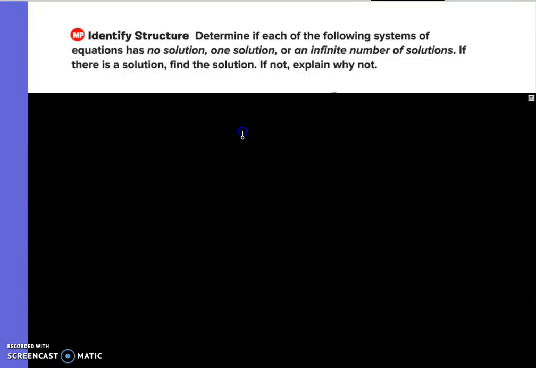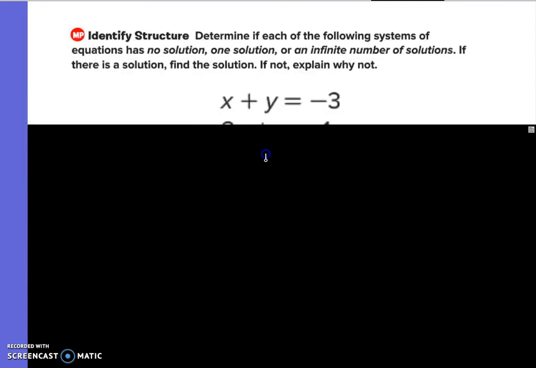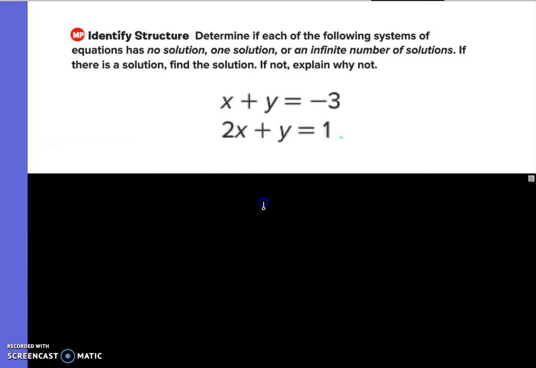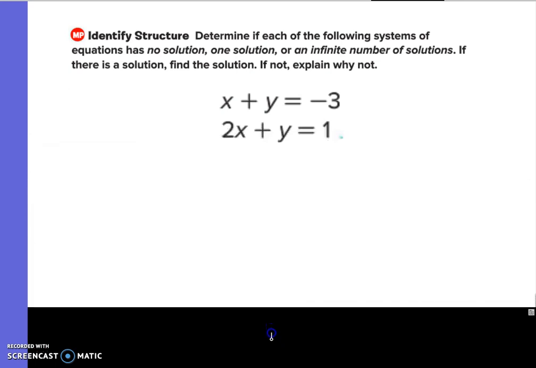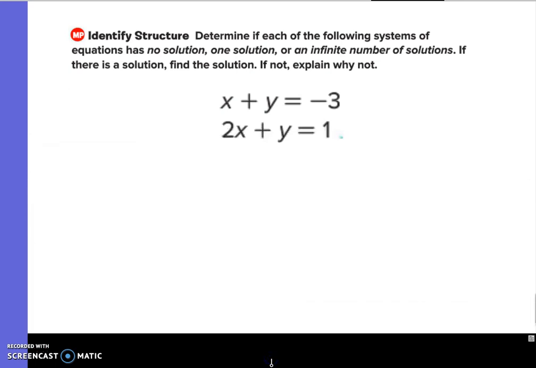Oops. Not much time left. Alright, so determine if each of the following systems of equations has no solution, one solution, or an infinite number of solutions. If there is a solution, find the solution.